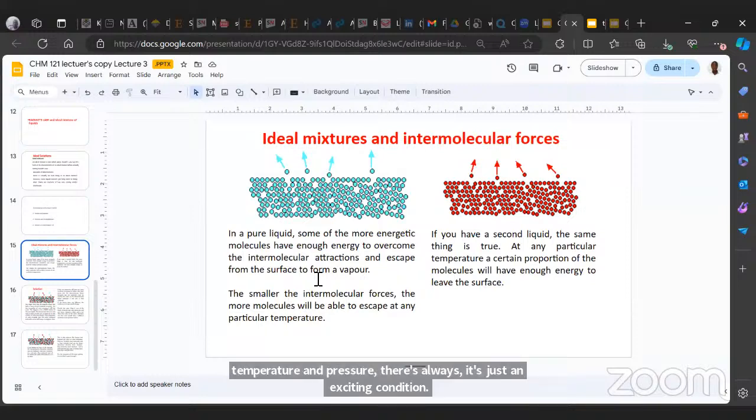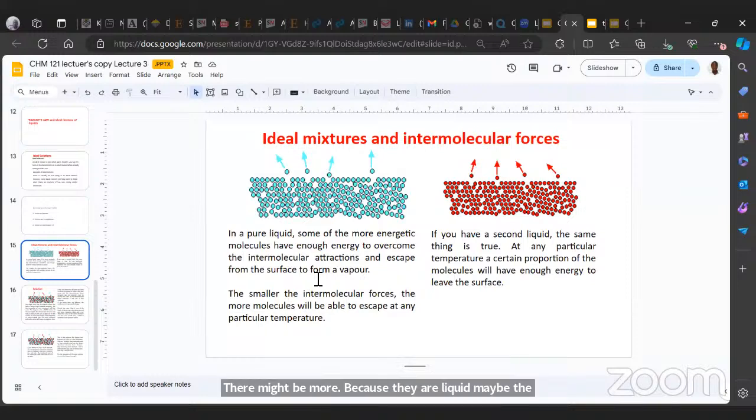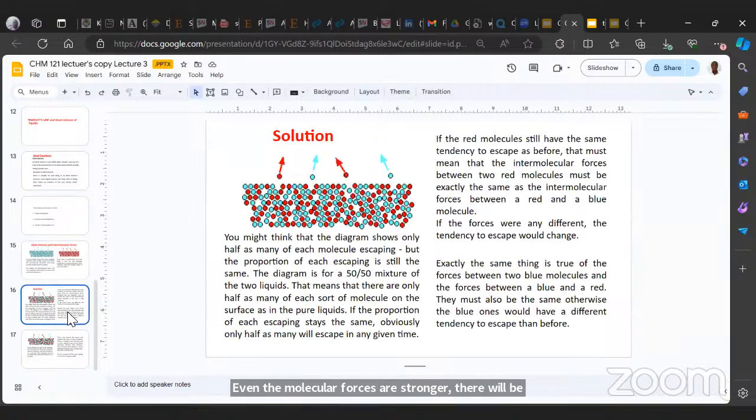Maybe if you increase the temperature, there'll be more of such vapor on top. If you reduce the temperature, there'll be less. If the intermolecular forces are stronger, there'll be less of such vapor on top. If the intermolecular forces are weaker, there'll be more. Now, you can imagine these two liquids each have their own vapor on top, and their own individual intermolecular forces on the surface of the liquid.